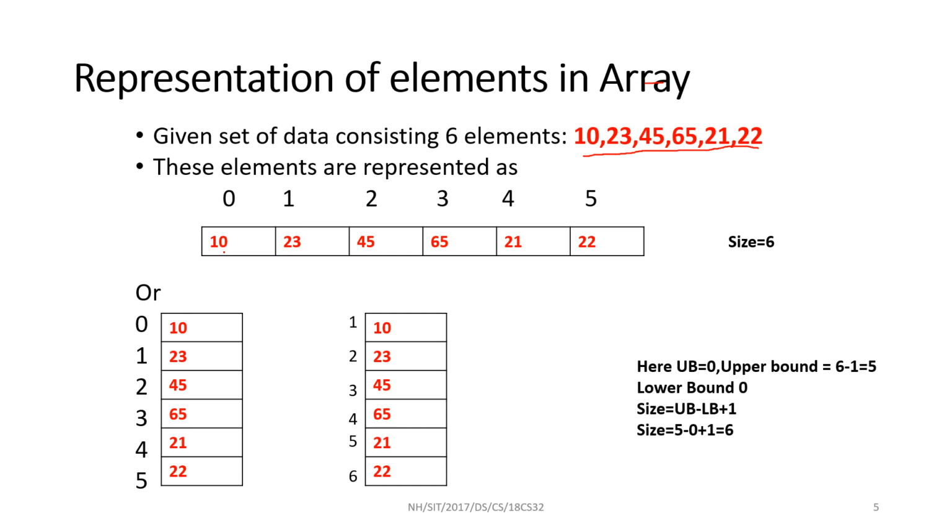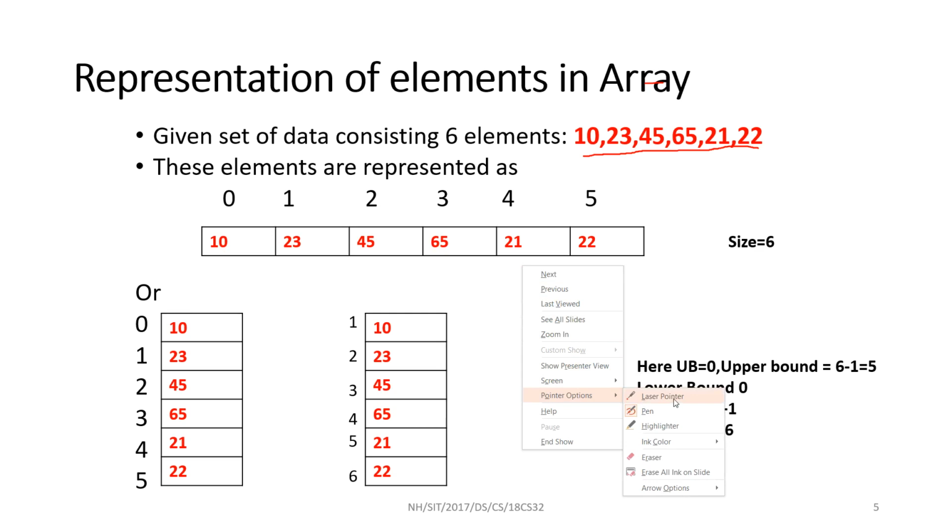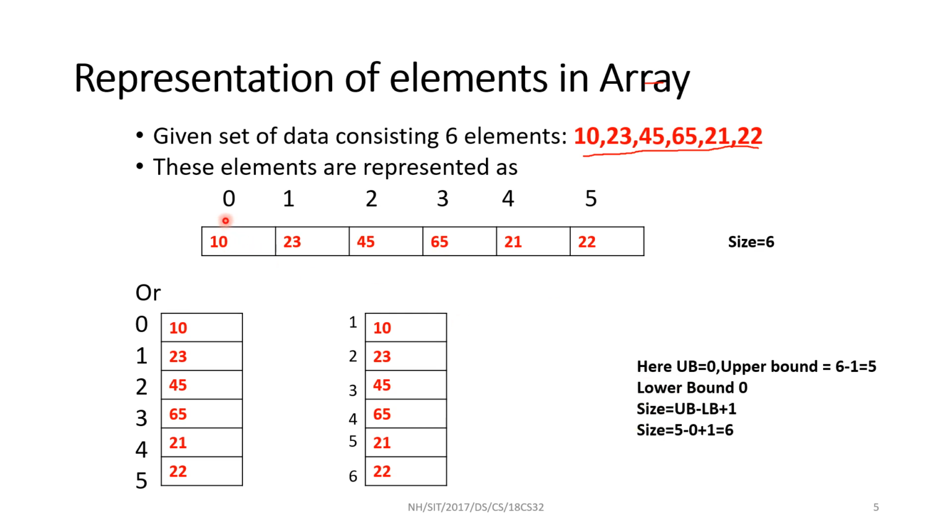With the graphical notation, 10, 23, 45, 65, 21 and 22 are the elements, and the index is 0 for the first element. When we put 0 as the first index, we call that LB, lower bound. 0, 1, 2, 3, 4, 5. The upper bound is 5. Also you can start from 1. If you are starting from 1, the indexes are 1, 2, 3, 4, 5, 6.